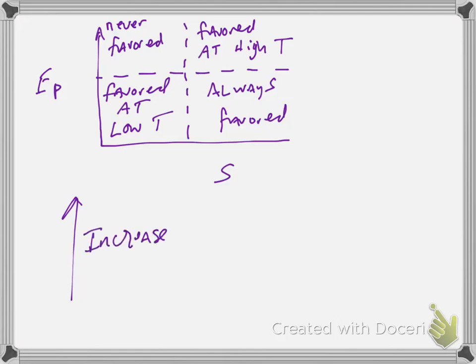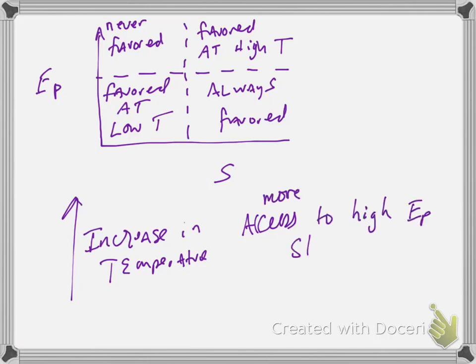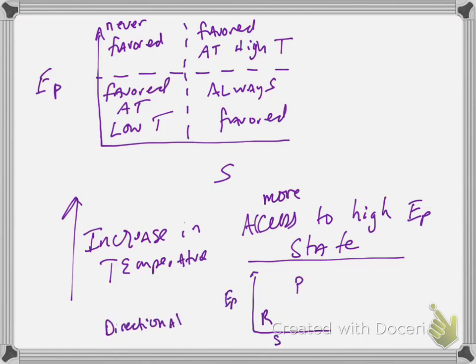So if we look at increasing temperature, we always access the high potential energy state. So if we have this case, directionality does change with temperature, meaning we make more product at high temperatures, and we actually make more product than we have reactants as we increase temperature.